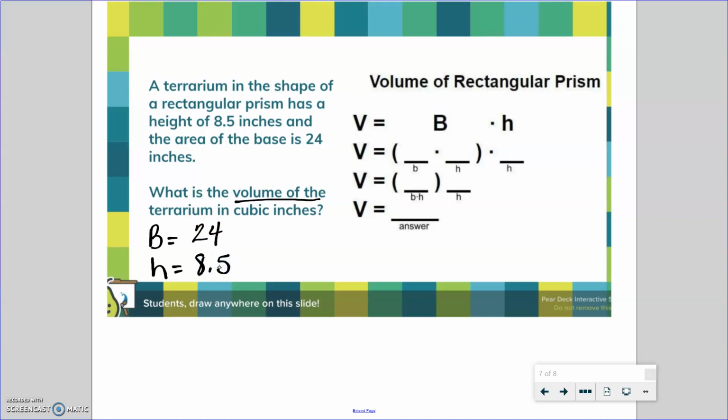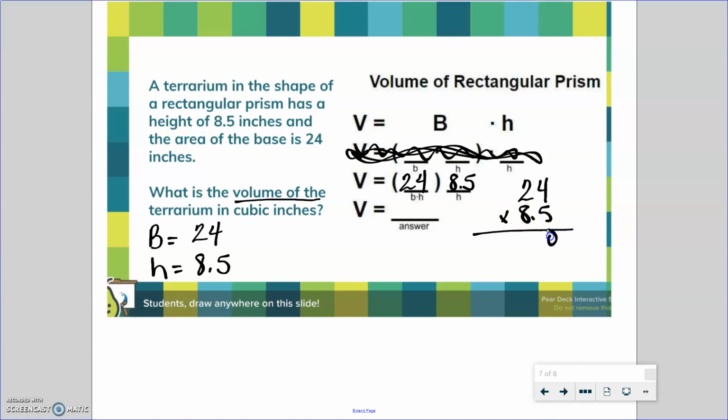Okay, so I'm going to go ahead and skip this second step, and I'm going to substitute in my area of the base, which is 24. So the area of the base is 24, and the height of the prism is 8.5. So now I'm going to multiply the two. So I have 24 multiplied by 8.5.